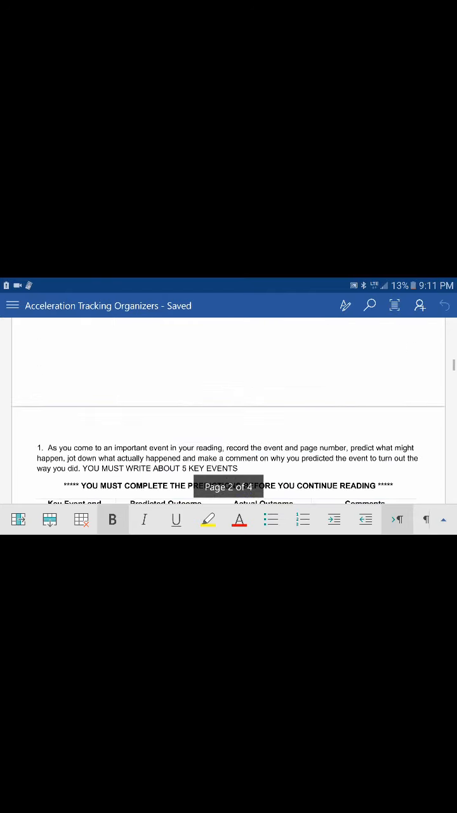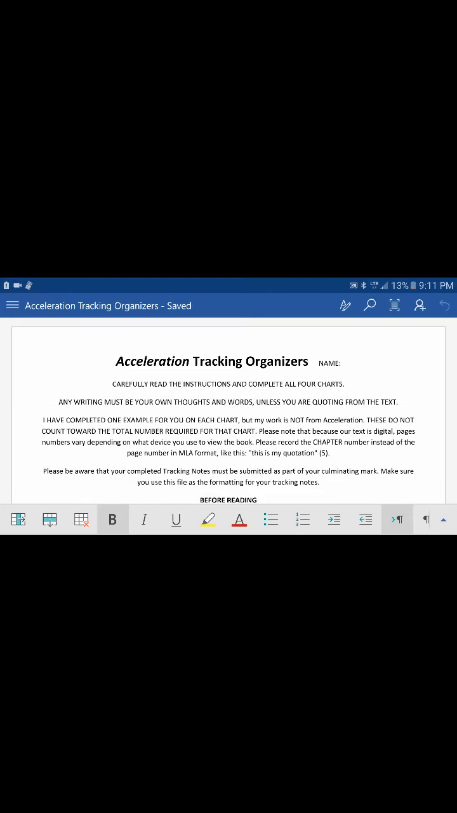Okay, I hope that helps you understand this specific tracking organizer. Again, it's part of your culminating, so please make sure it's your very, very best work. You should be working on it the entire time that you're reading the novel. You can always go back and add more information as you find it. So please do that because, as I said, this is a big chunk of your mark. Your culminating is 30%. That will really change your course mark if you, for example, did poorly on this chart. So please make sure you're doing your best work.